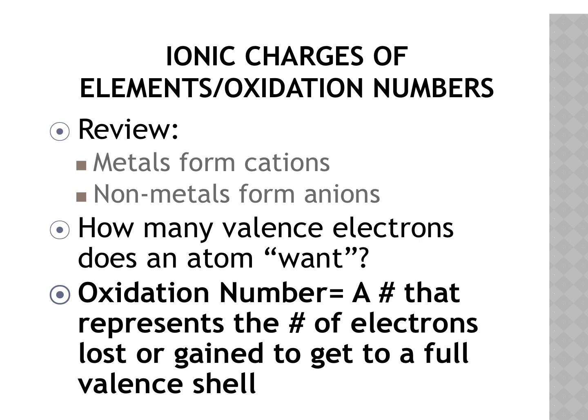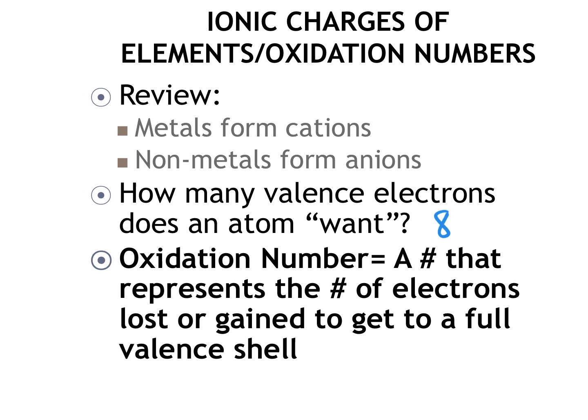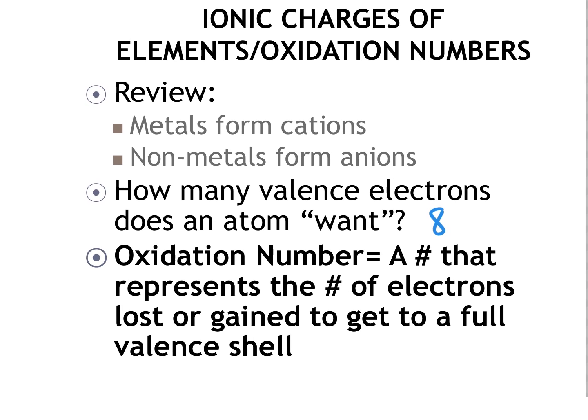Okay. So let's review why. Why do atoms gain or lose electrons? It's because they want to have a filled valence shell. Do you remember how many electrons atoms want in that valence shell? Good. Okay, so that magic number is 8. So today we're going to talk about something called an oxidation number. That is just the number of electrons lost or gained to get a full valence shell. Okay. So if you want to shorten oxidation number, maybe just copy what I wrote down.